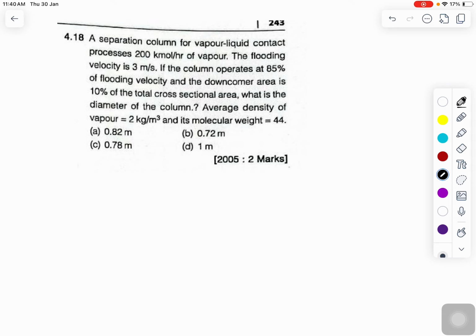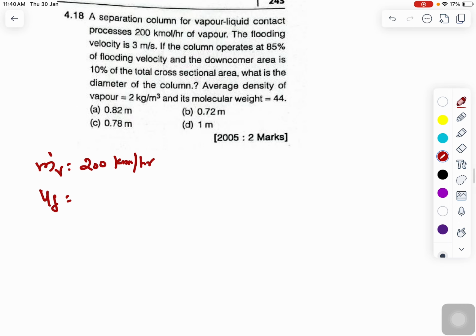Okay, so with that we'll move forward towards the next question. The question says that the separation column of a vapor-liquid contact process handles 200 kilomole per hour of vapor. So the mass flow rate of vapor equals 200 kilomole per hour, and the flooding velocity UF is given as 3 meter per second. The column operates at 85% of the flooding velocity. So the operating velocity of the distillation column is equal to 0.85 of U flooding, right?